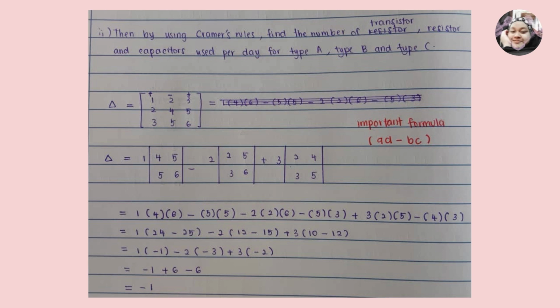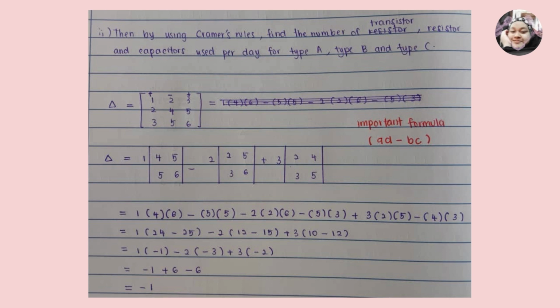the first row of the determinant, we call it the scalar multiplier. How do we get the determinant? The first row and column of the determinant is 1, which we multiply using the important formula AD minus BC. Then the second one we take negative 2 and use the formula with 2, 5, 3, and 6. Then we go to the next step.